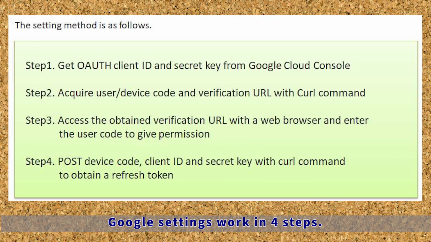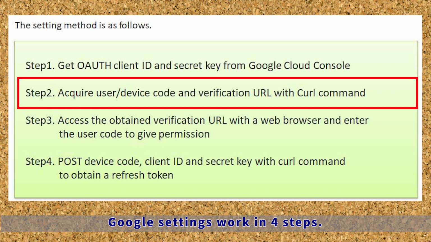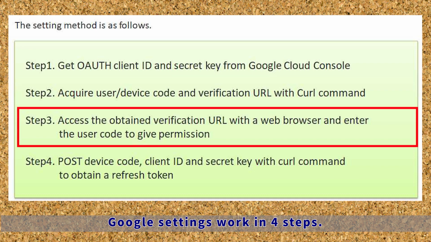The work is mainly carried out in the following 4 steps. In the first step, step 1, set up Google Cloud and get the client ID, secret key, etc. In step 2, use the obtained client ID with the curl command to obtain the device code, verification URL, etc. In step 3, access the obtained verification URL from a web browser such as Chrome and set the permission settings for Google services for your account.